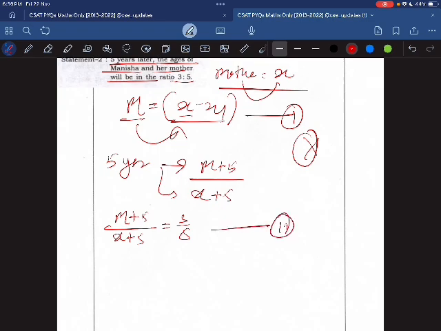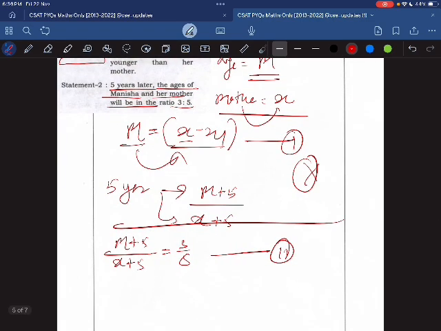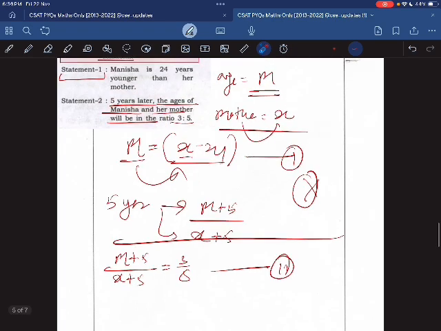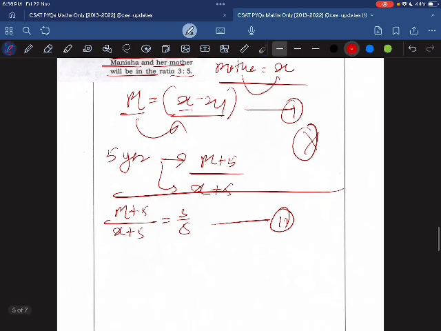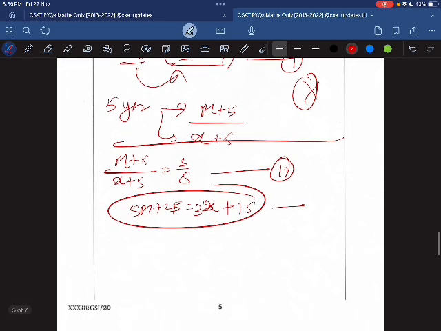Now suppose this is equation 2. Now forget about statement 1. I'm not even answering this question using statement 1. I'm only solving with statement 2. Can we answer the given question using statement 2 alone? If we solve the equation, this will be 5M plus 25 equal to 3X plus 15. So we get an equation in X and M. What we have here is again one equation with two variables, so we can't solve the equation and get the result.